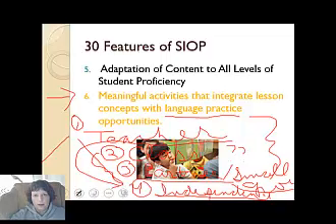Tomorrow we will look at the rest of SIOP, so basically the last 7 components and the remaining features of SIOP. And then you're going to get a chance to evaluate. So there are 2 SIOP evaluations in your packet. So you will get a chance to evaluate a teacher on how well they do with SIOP.